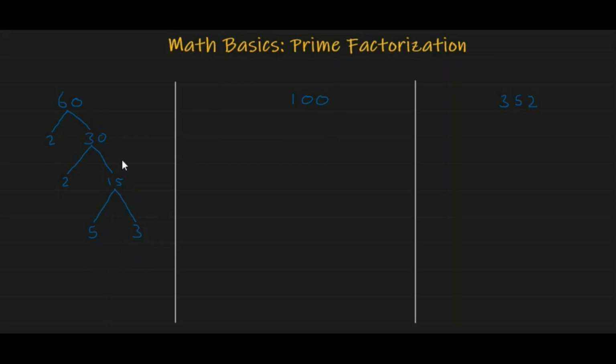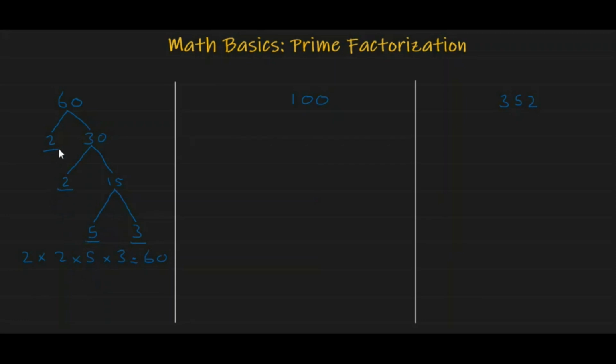Now, what does this tree show? It basically means that these numbers are where the factorization stops. Now, if you do 2 multiplied by 2 multiplied by 5 multiplied by 3, it will equal 60, which are basically these numbers.